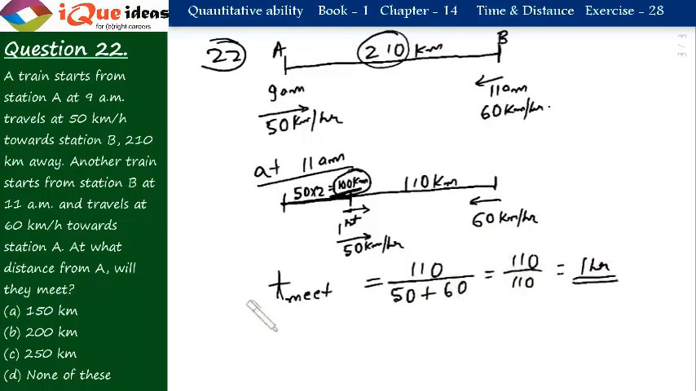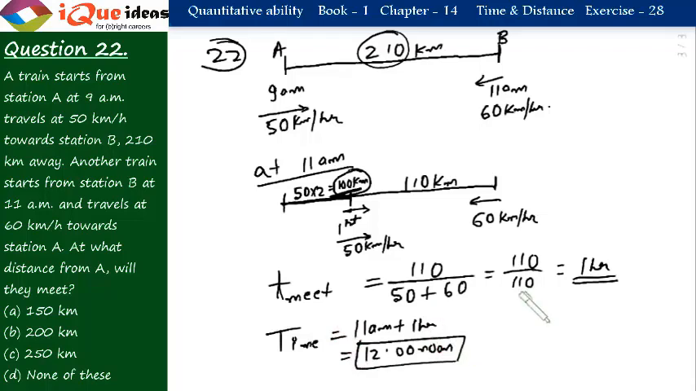That means the time when they meet would be equal to 11 a.m. plus 1 hour, that is 12 noon. Alright, that is 12 noon. That is one thing. Now the question is asking at what distance from A will they meet. So look at the total duration for which the first train has traveled. That is the distance from A. Now the first train started at 9. The meeting is happening at 12. That means the first train has traveled for 3 hours.